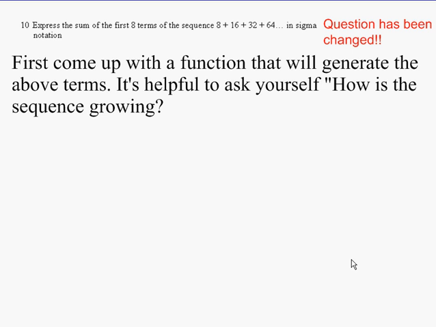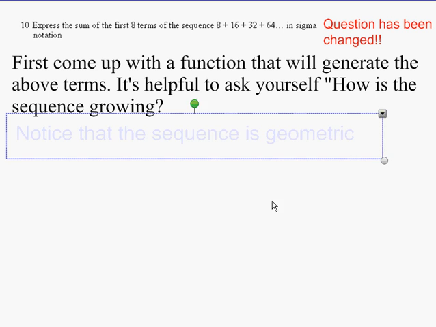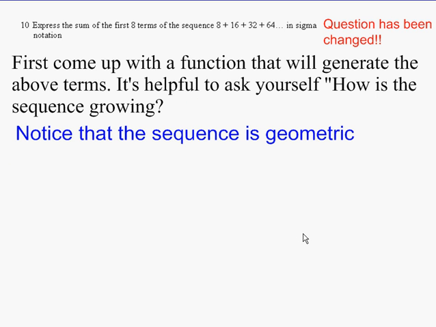So it's helpful to ask yourself, how is the sequence growing? Now you should notice that the sequence is geometric, meaning that you're multiplying by something constant to go from one term to the next. So since the sequence is geometric, we can use a_n equals a1 times r to the n minus 1 to generate those terms.